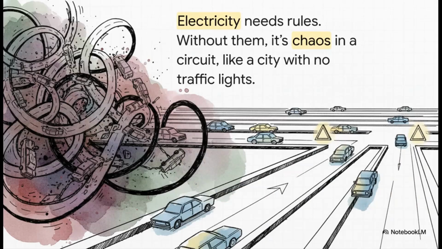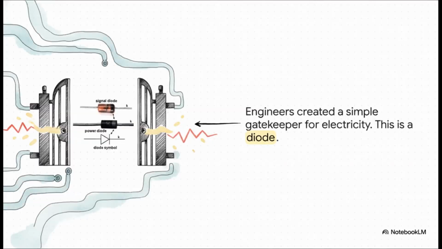You can think of electricity in a circuit like traffic in a big city. If you don't have any rules, no stop signs, no one-way streets, you just have total, absolute chaos. So the number one job for an electronics engineer is to control that flow, to tell the current where it's supposed to go, and maybe even more importantly, where it's not supposed to go. And this is how they do it.